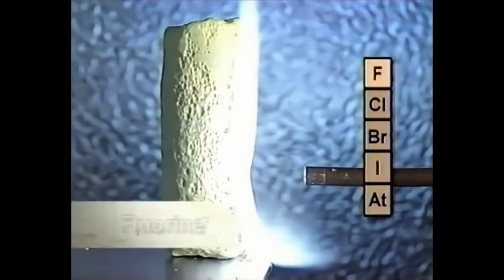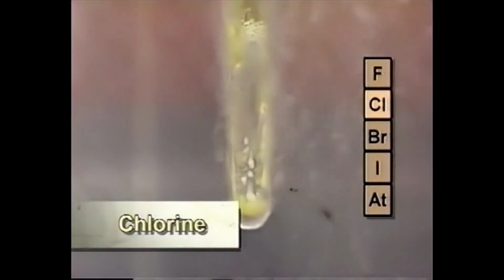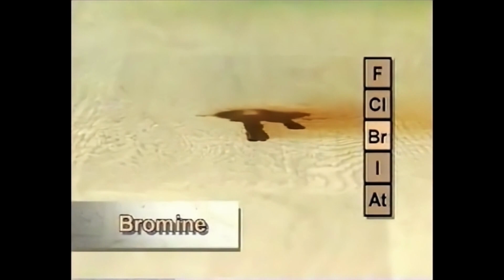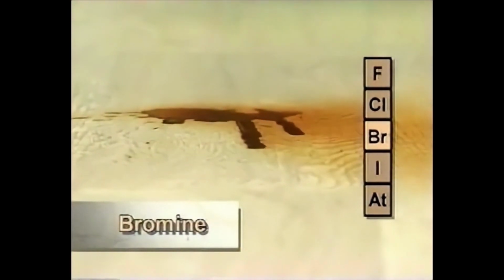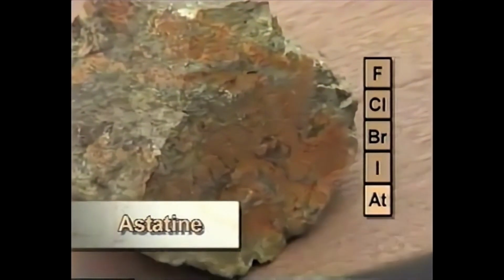As you move down the group from fluorine to astatine, each element is less reactive than the one before it. This occurs because the attractive force of the positive nucleus becomes weaker as it is blocked by an increasing number of electron shells.